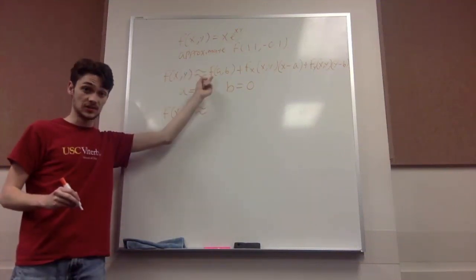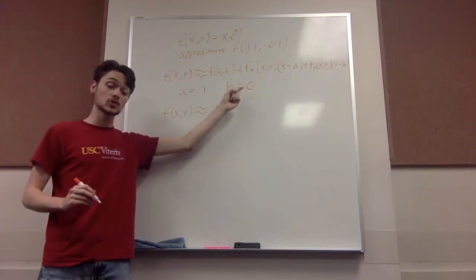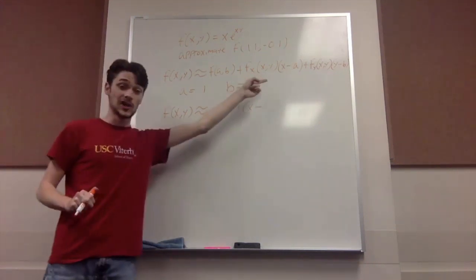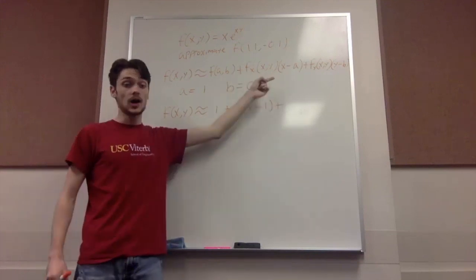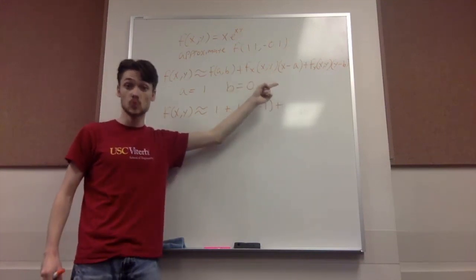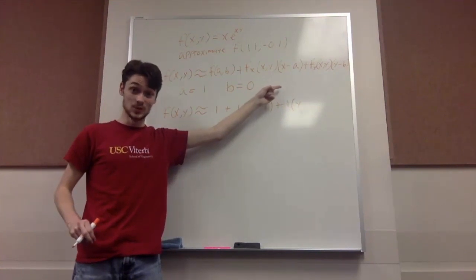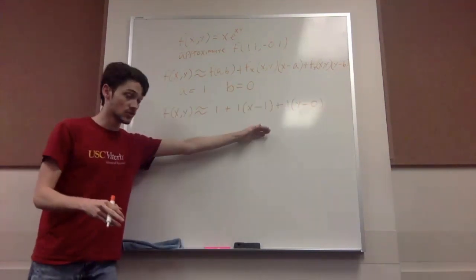F of (1, 0) is equal to 1. The partial derivative with respect to x at (1, 0) is also equal to 1. Our value for a is 1. Our value for the partial derivative with respect to y at (1, 0) is also 1. And our value for b is 0. Plugging everything in, this is what we get.